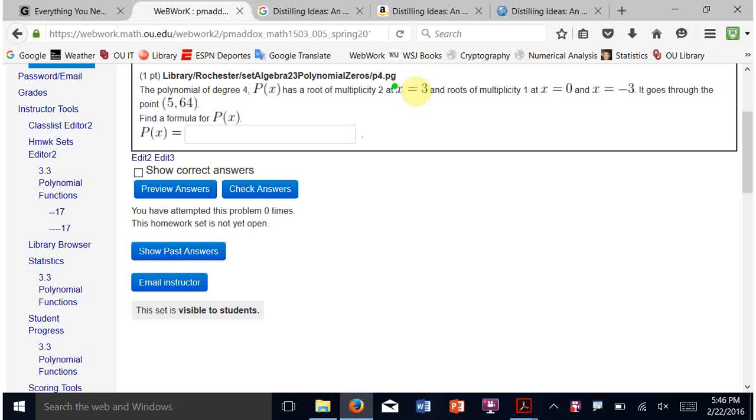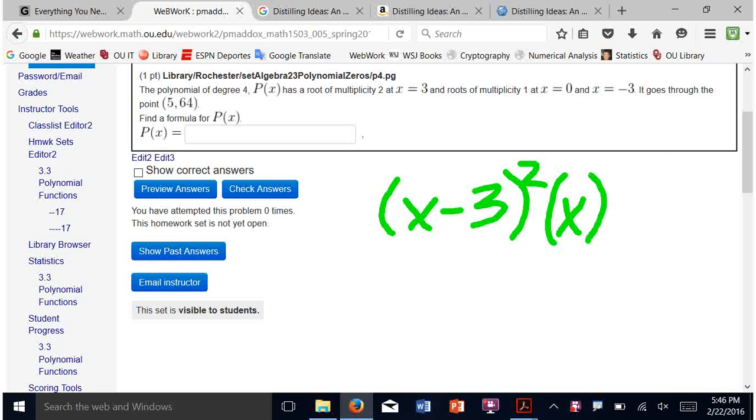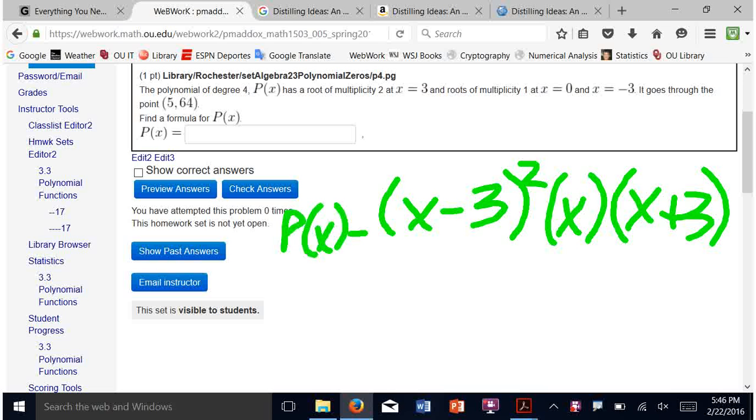A root at x equals 3. So that's going to look like x minus 3. And we're told that it has a multiplicity of 2, so you put a 2 in there. And roots of multiplicity 1 at x equals 0, so that'll just be x minus 0, or x. And at x equals negative 3, so that'll be x plus 3. And we're told that these zeros have multiplicity of 1. Okay, so this is what p of x is equal to.